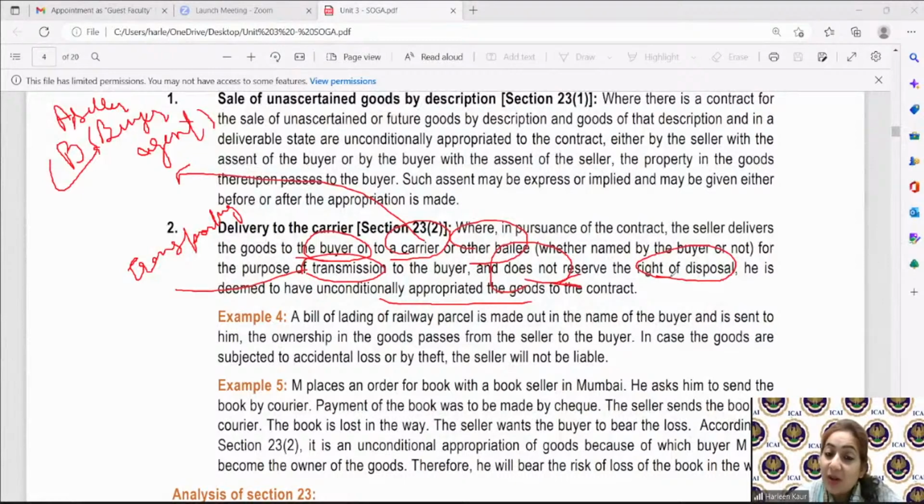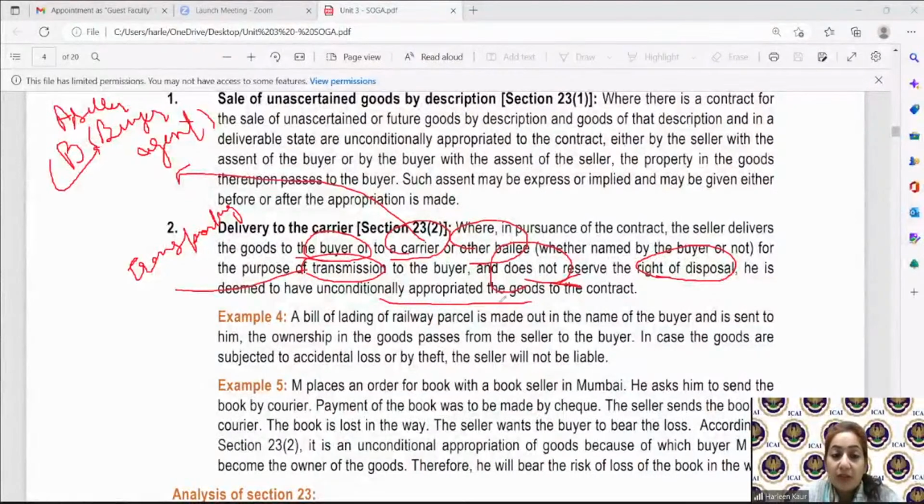Unconditional appropriation means once I have appropriated the goods, I have given them to the carrier. That means the property in the goods has now passed from the seller to the buyer. Therefore, the goods have been appropriated and the property has been passed. I'm not reserving my right of disposal. Right of disposal means how to use the goods, how to dispose of them. I'm not reserving that right. I'm not holding any right on the goods. That means the property in the goods is now transferred. Therefore, the buyer becomes the owner immediately.